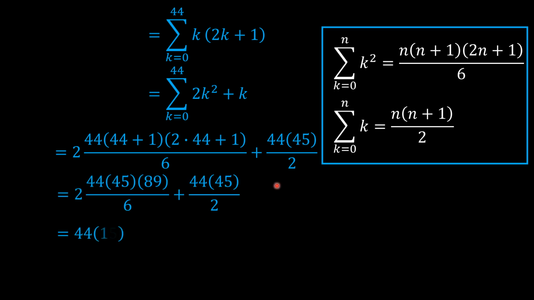So this reduces to 44 times 15 times 89. Why? Because 2 divided by 2 here, and dividing by 2 we have 3, and 45 divided by 3 is 15. And here 44 divided by 2 is 22, so we have 22 times 45. You can check it out, but we get 59,730. And now plugging back into our expression, our integral was 2025 times 30 minus the blue integral.